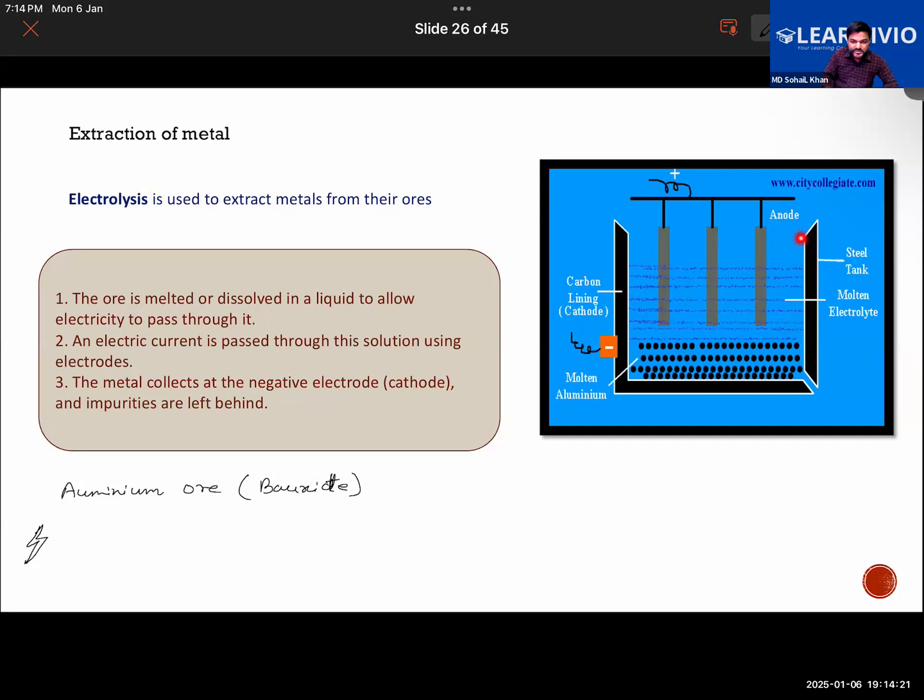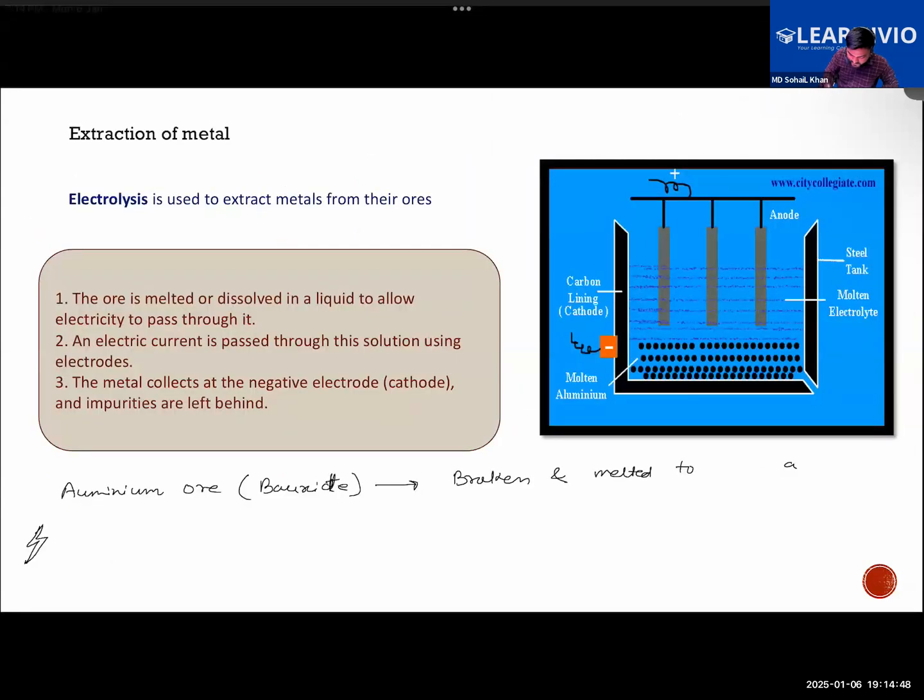The construction of this: we have taken electrodes, which are made as the anode. The steel tank is behaving as the cathode here. Then we are taking the aluminum ore, that is basically bauxite. It is broken and melted to convert it into a liquid state. So let's count this as step number 1.